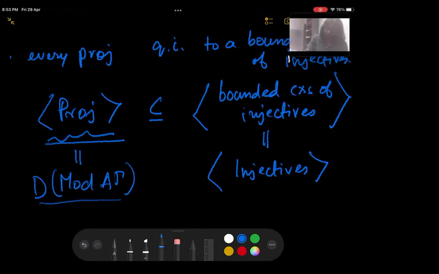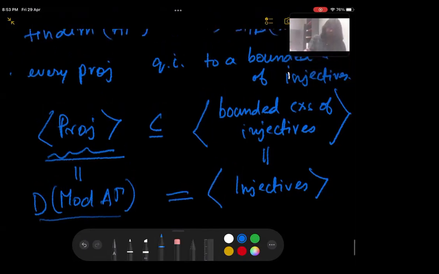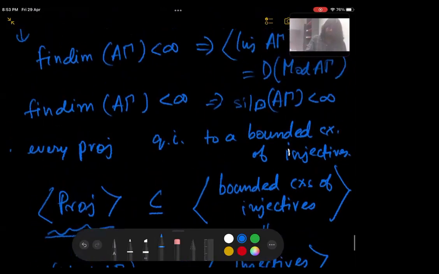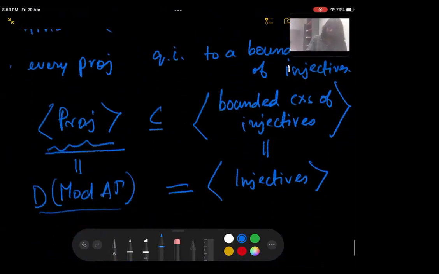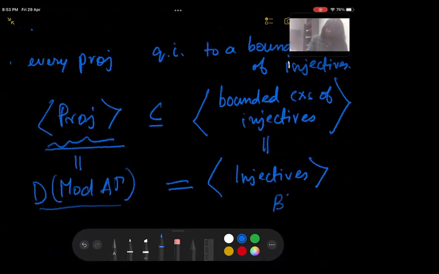So if this happens, of course, we have this equality. I mean, there is nothing fancy going on here. We are just making use of the fact that findim finite implies SILP finite. This is a result that is getting published this year, but it's basically a direct corollary of what I did last year. I didn't know it when I wrote that paper. So this is the first generation result involving triangulated categories that I wanted to show you.